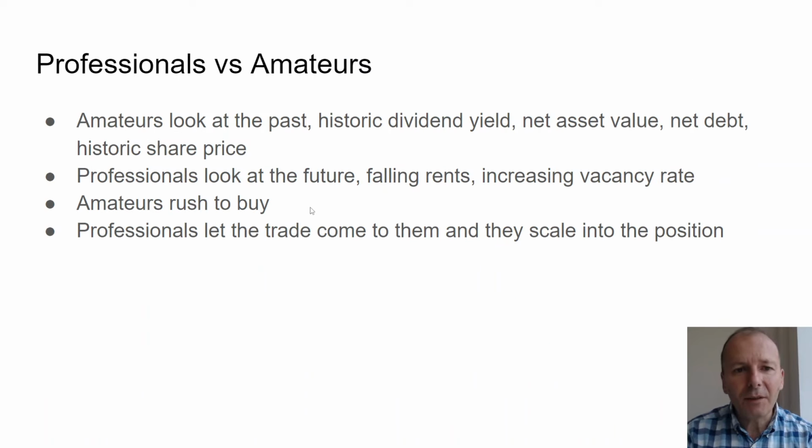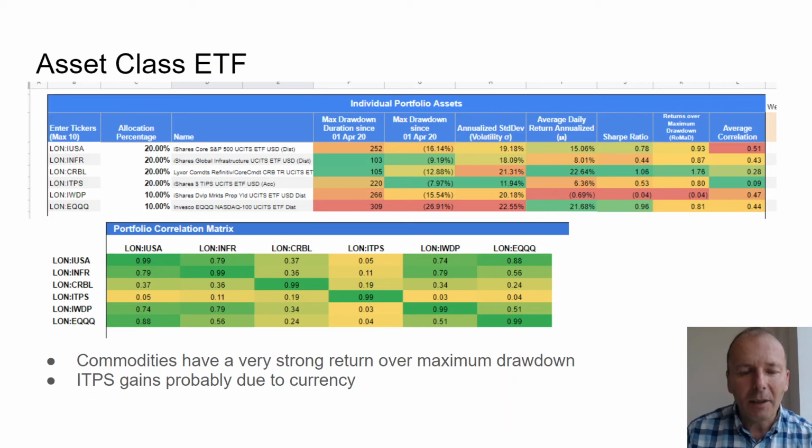So professionals versus amateurs in terms of investors. Amateurs look at the past, the historic dividend yield, etc., but professionals look at the future. So for a property company, they'd see falling rates, increasing vacancy rate, higher interest rates. So amateurs rush to buy, professionals let the trade come to them, and then they scale into the position. So be aware of that if you're bottom fishing at the moment.